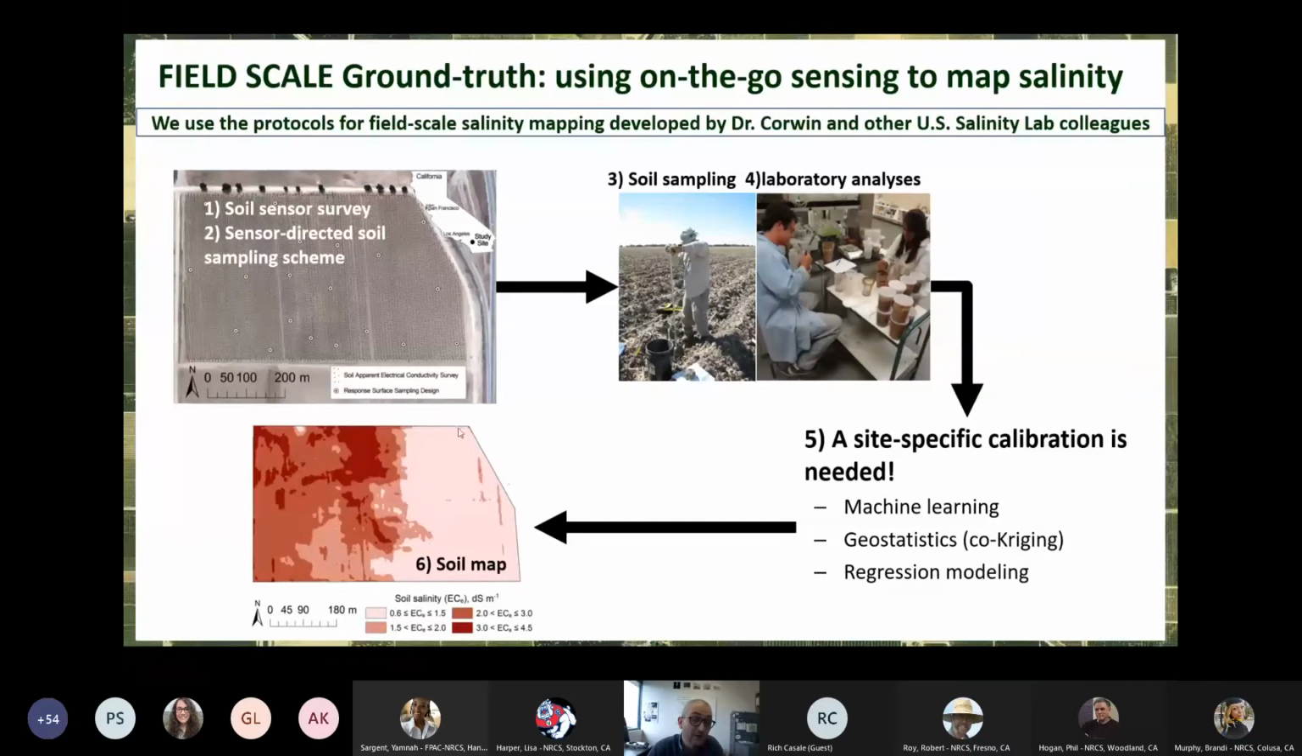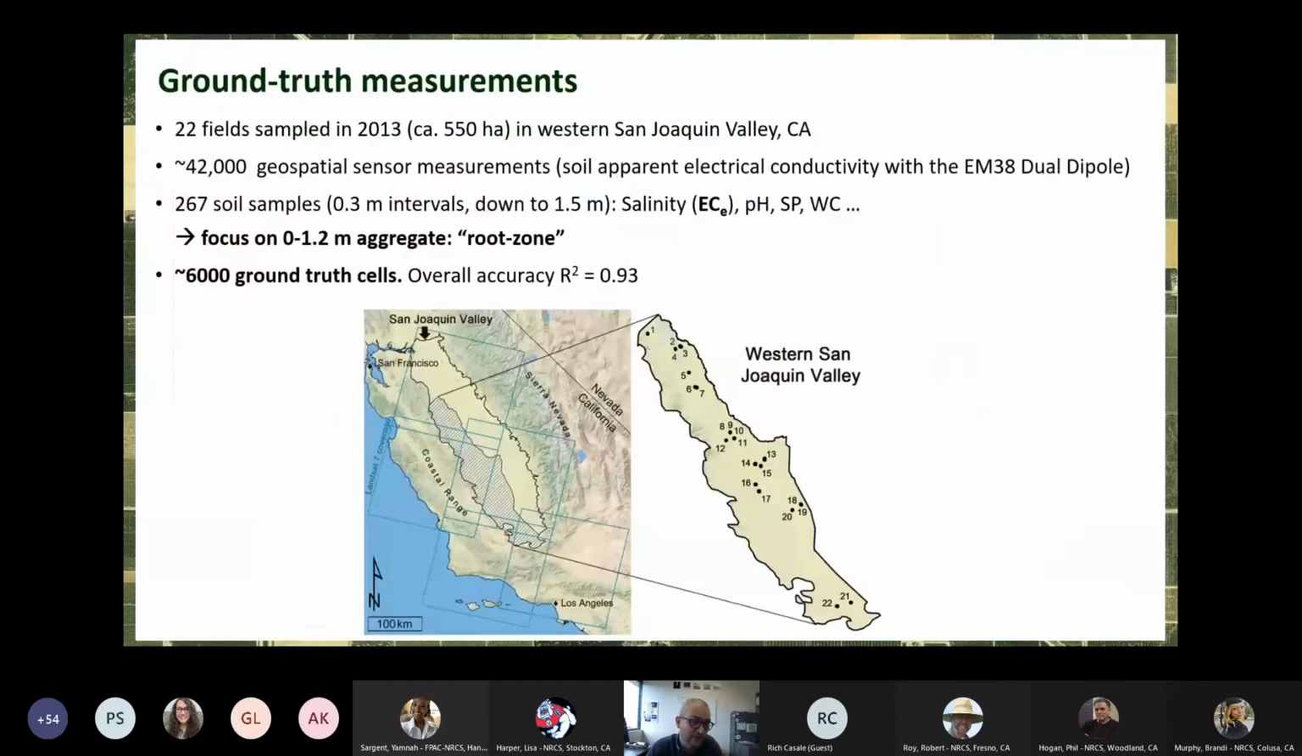And this soil map can be gridded out with the same grid that the satellite is recording its imagery, and this can be used as a ground truth for calibration and evaluation of the models that we are developing with remote sensing.